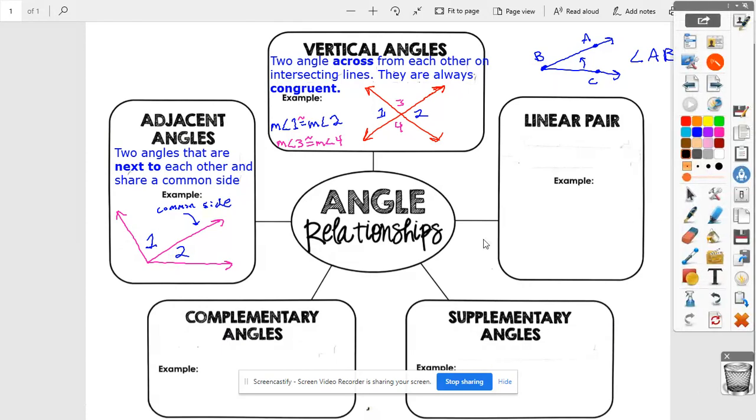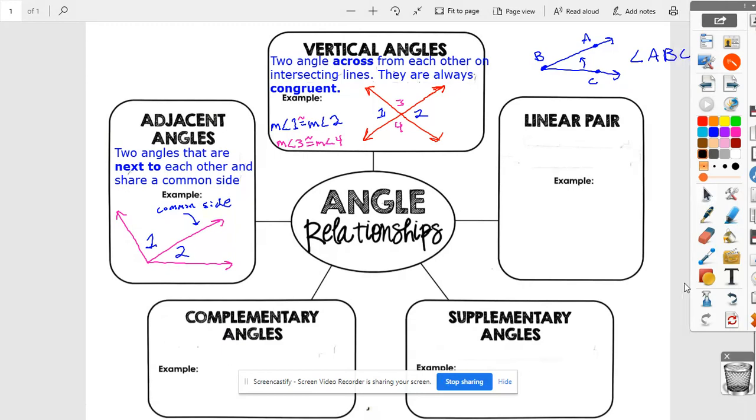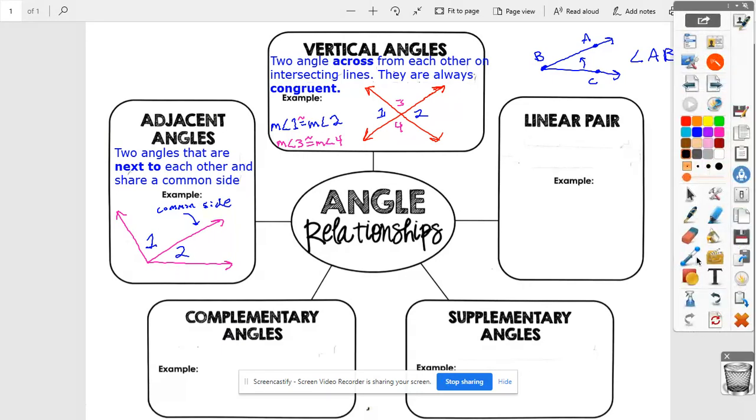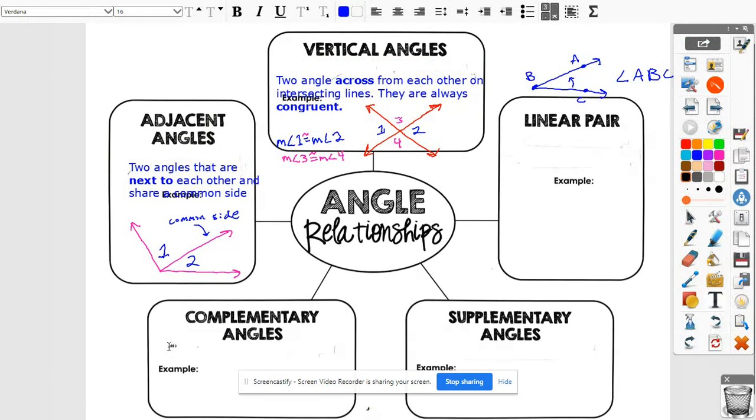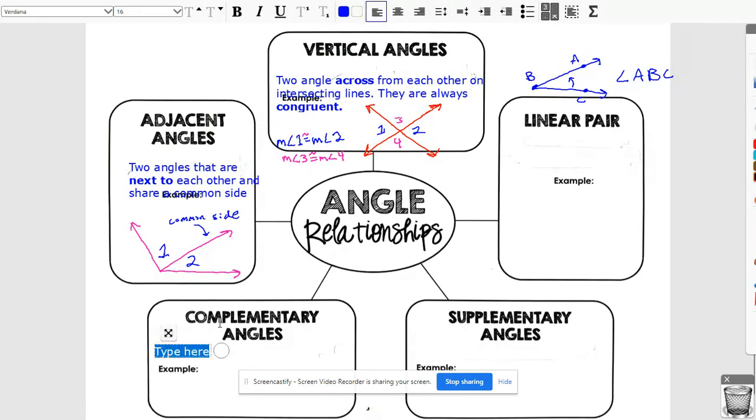Okay. So we're actually going to jump down next. We're going to talk about our angle relationships. First, we're going to talk about complementary angles. So let's get a definition for complementary angles.